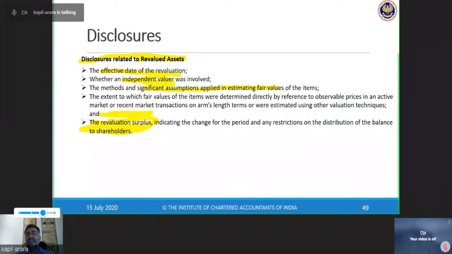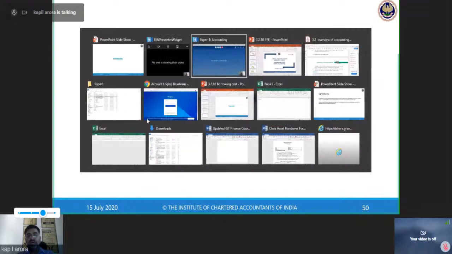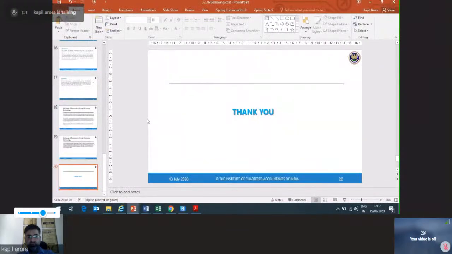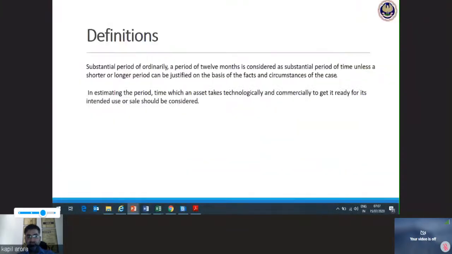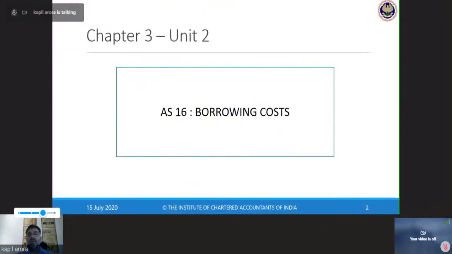So all these things are the disclosure. So we are done with this, right? This was the pending part. I'll move on to our next topic, which is borrowing cost. But before we get into the borrowing cost, I'll just take a couple of queries here related to this.